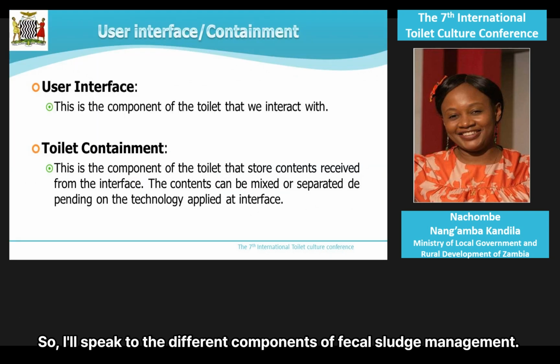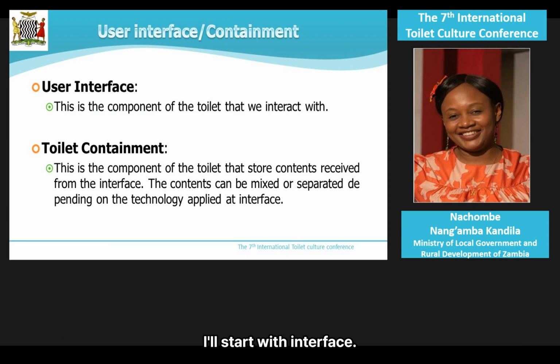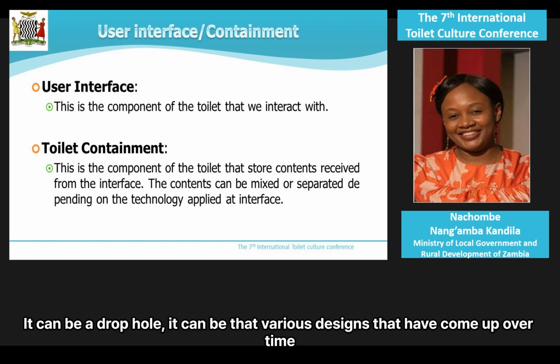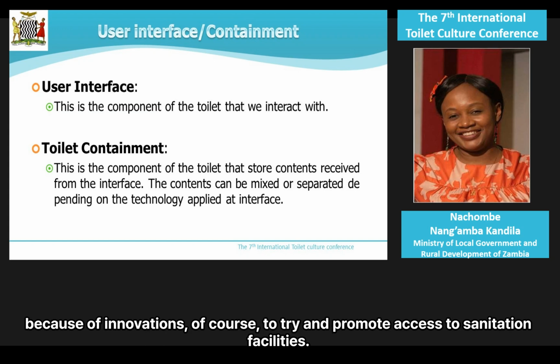So I'll speak to the different components of fecal sludge management. I'll start with interface. Interface is the part of the toilet that we interact with, basically what we see. It can come in different forms. It can be a drop hole. It can be various designs that have come up over time because of innovations, of course, to try and promote access to sanitation facilities.